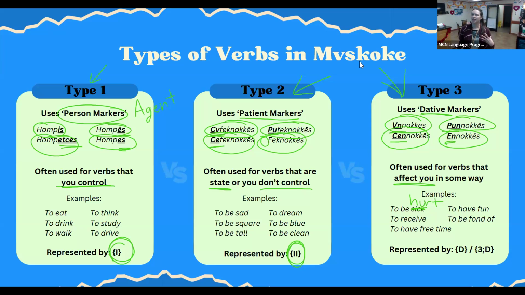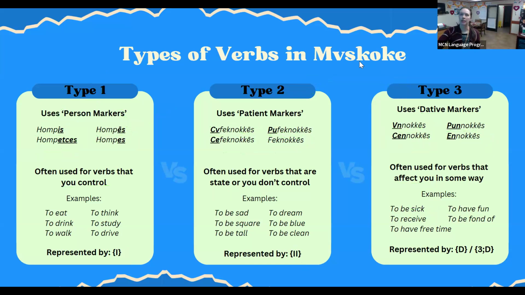So the type 3 verbs tend to be a little bit more abstract when being explained in this way, but they're represented, forgot to do it, via just the letter D. And then other times you'll see this particular pattern, 3, semicolon, D. So when it has those, you know you're going to use this form.